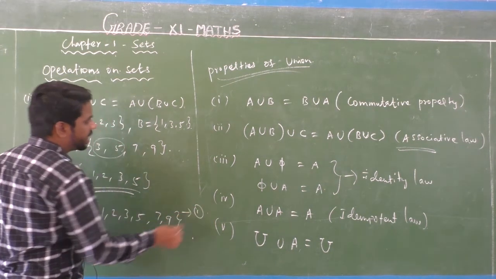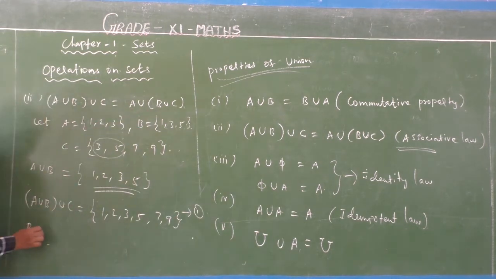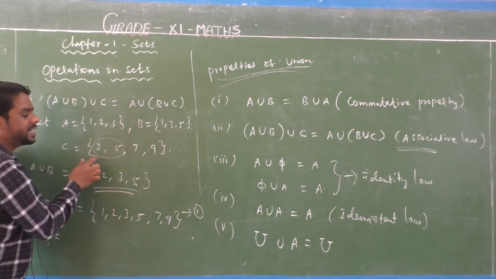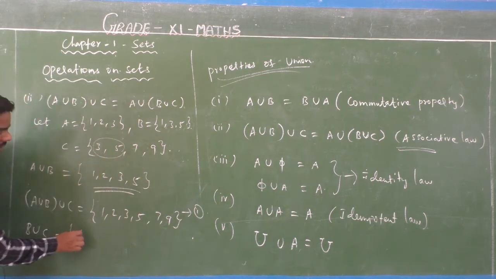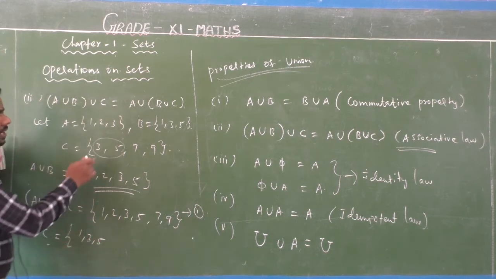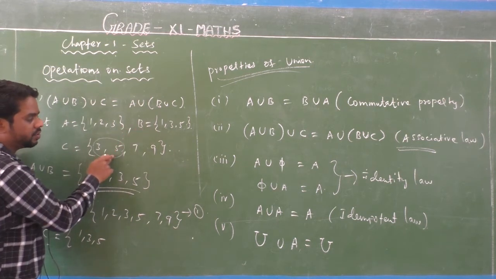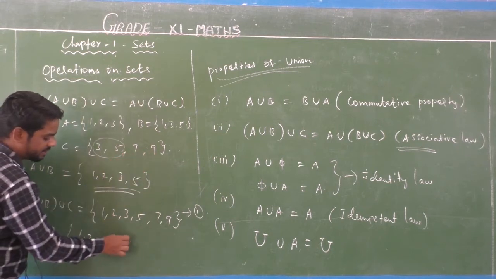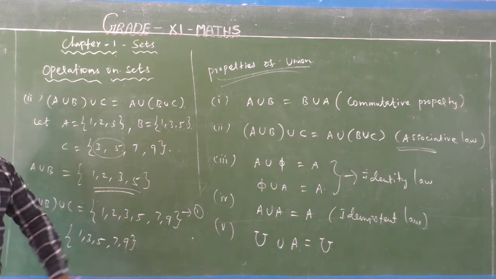Next, A union B union C. So first you find B union C. B has 3 elements 1, 3, 5 and C has 4 elements 3, 5, 7, 9. Here 3 and 5 are common elements, so 3 and 5 take only one time. So 1, 3, 5, remaining elements 7, 9. So B union C is equal to 1, 3, 5, 7, 9.